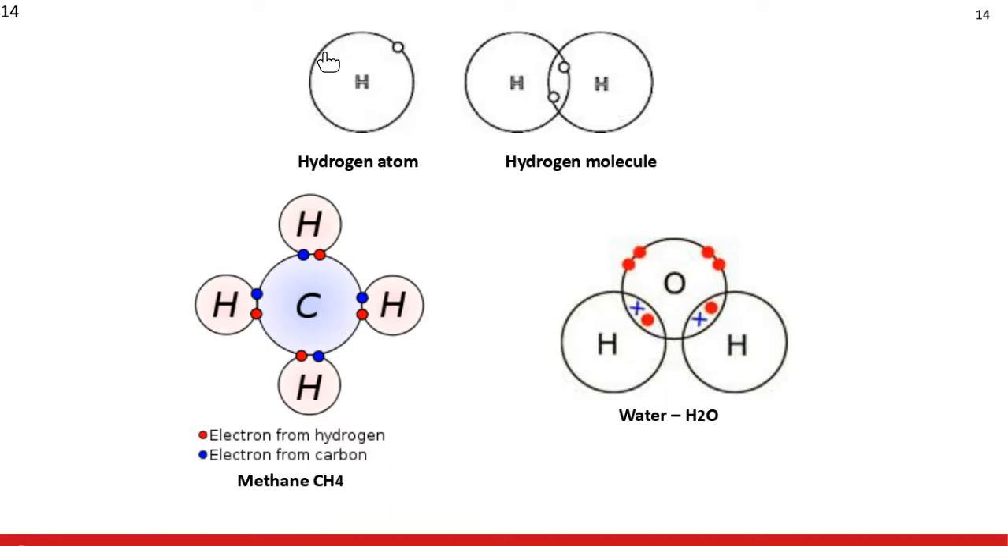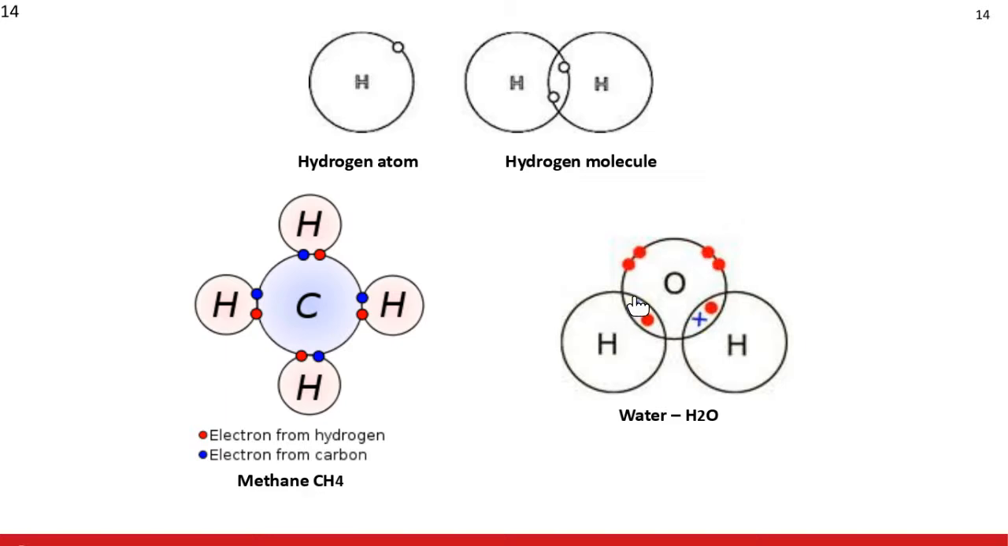Remember, the first orbital or shell can hold at most 2 electrons. So hydrogen is going to search around for another electron from somewhere. If there's another hydrogen by itself, those two will come together and they'll share electrons. Or you'll see carbon. Carbon has 4 electrons in its valence shell, so it needs 4 more electrons. It can get 1 from each of 4 different hydrogens. That's how we get methane.